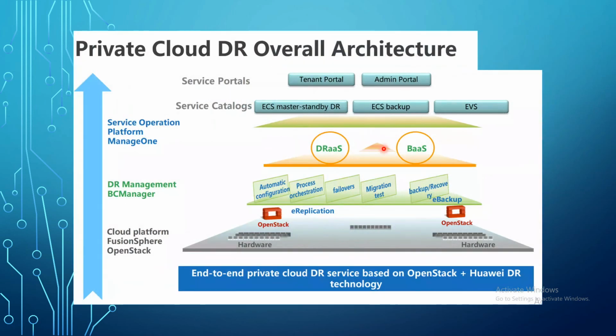Okay, now in private cloud, the DR overall architecture. In Huawei private cloud, we have hardware and OpenStack. On top of that, we have DR management. BCManager is already there, so it is already part of the Huawei private cloud. We can do all the things in the private cloud as well. As we can see in the service catalog, we can use ECS master standby DR, ECS backup, EVS. So we can do all the things on private cloud as well. All the DR management, BCManager, is already part of the Huawei private cloud.